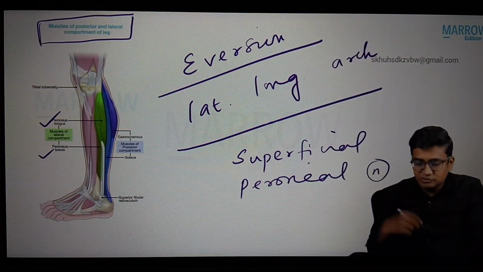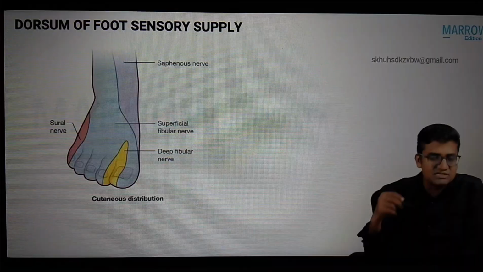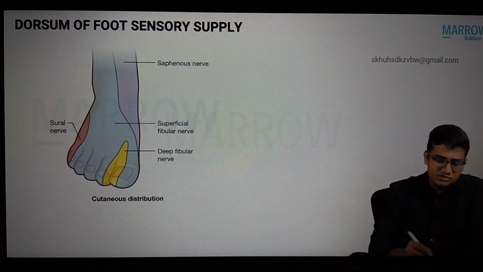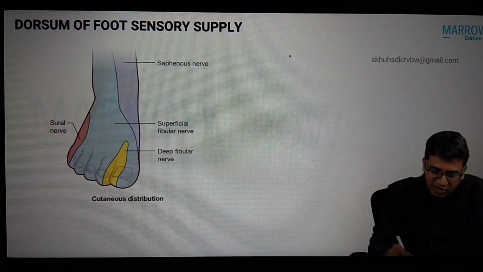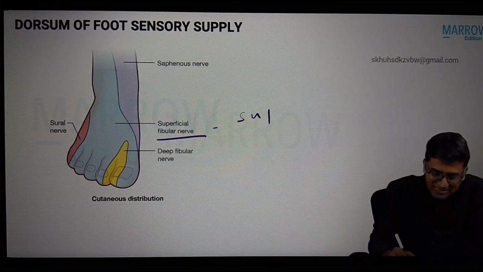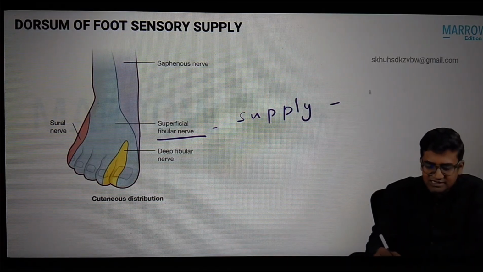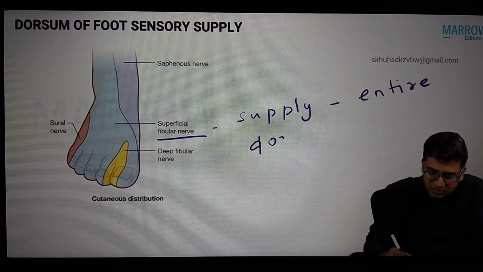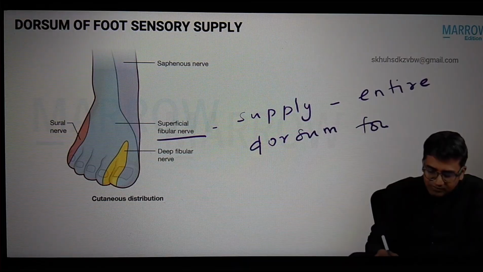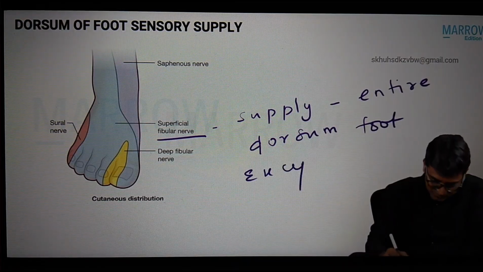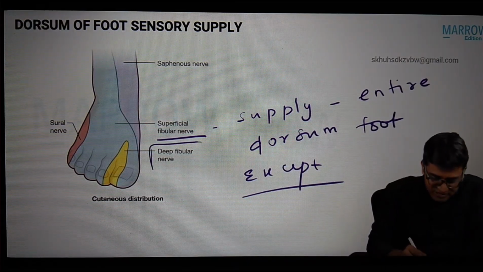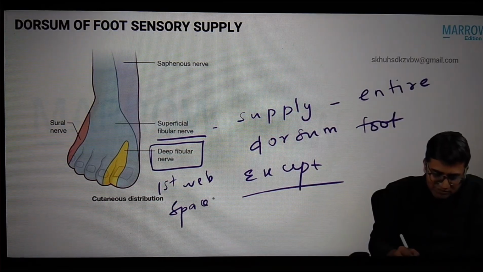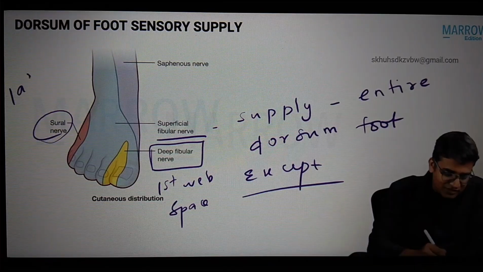Now, the superficial peroneal nerve or superficial fibular nerve, after supplying these muscles, becomes cutaneous. It supplies the entire dorsum of the foot, sensory supply to the entire dorsum of the foot, except the first web space. The first web space is supplied by deep peroneal nerve.